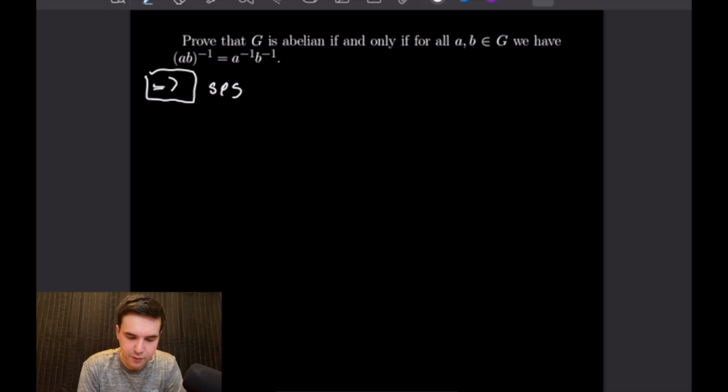So I'll go ahead and write that. Suppose that G is abelian. And what we want to show is that for all A and B in G, we have that (AB) inverse is equal to A inverse B inverse.